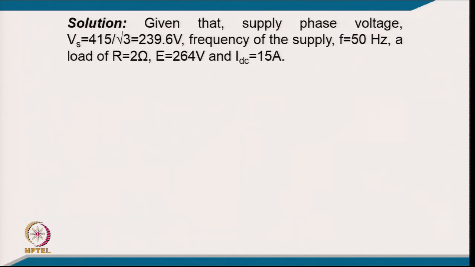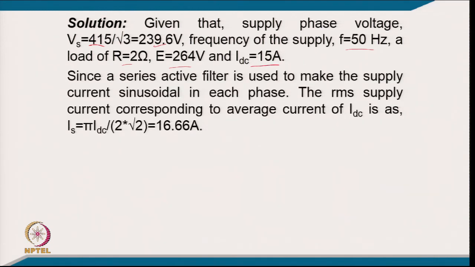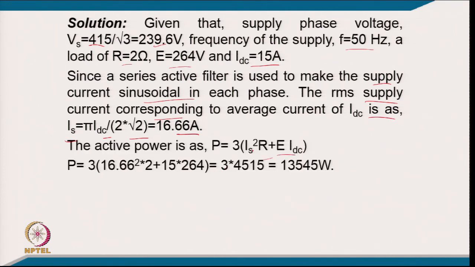So, coming to the numerical portion, given that the supply phase voltage is Vs equal to 415 by root 3, which is 239.6 volt, the frequency of supply is 50 hertz, the load is R equal to 2 ohm, the battery voltage is 264 volt, and the DC side average current is given as 15 ampere. So, since the series active filter is used to make the supply current sinusoidal in each phase, the RMS supply current corresponding to the average current IDC will be equal to pi IDC upon root 2. So, it becomes 16.667 ampere, and the active power will be typically 3 ISC square times the loss in resistance plus the battery charging power.